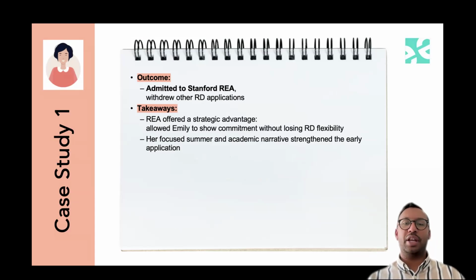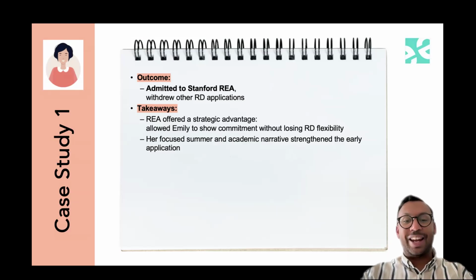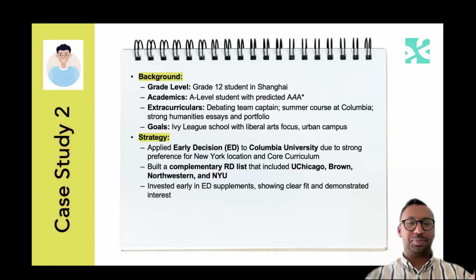So what this offered is that the REA had a strategic advantage and it allowed this student to show commitment without losing flexibility. In addition to that, her focused summer and academic narrative strengthened the entire application narrative. And this is really important because Emily was able to showcase these particular skills and interests throughout her high school years. She had a very solid application in November, which meant that an REA was the right choice for her.